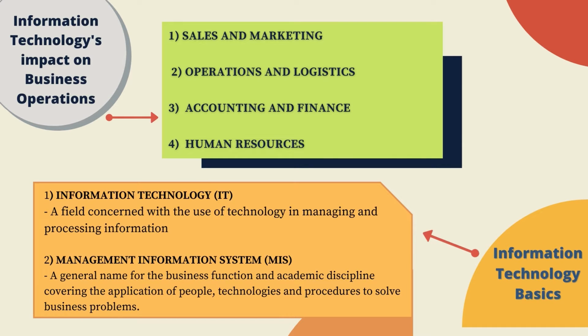Next, information technology's impact on business operations. The first one is sales and marketing, operations and logistics, accounting and finance, and human resources. For information technology basics, we have information technology, or we call it IT. It is a field concerned with the use of technology in managing and processing information. The second one is Management Information System, MIS. It is a general name for the business function and academic discipline.